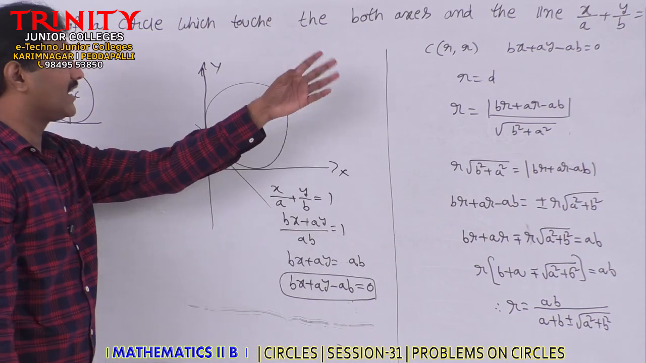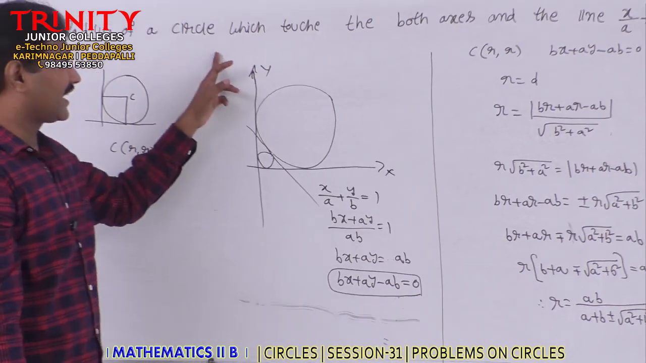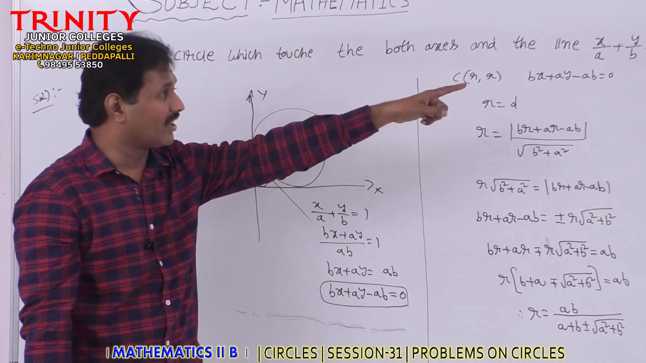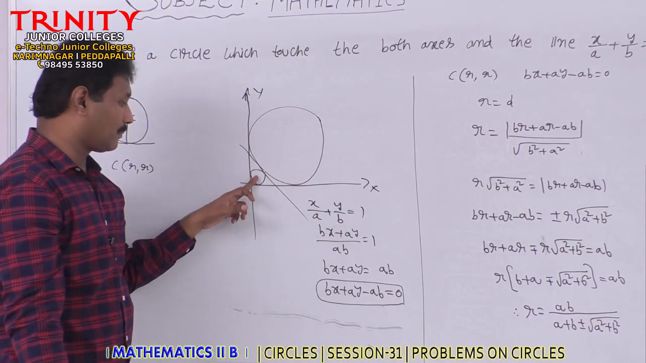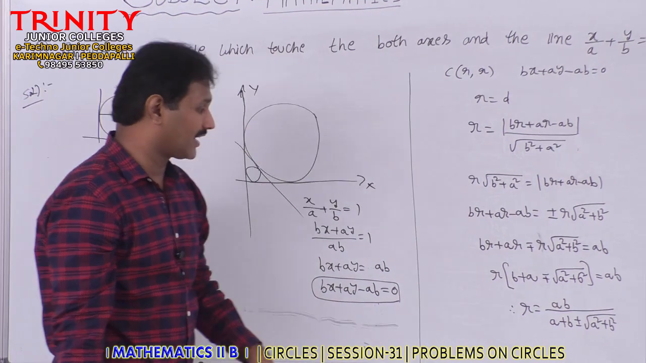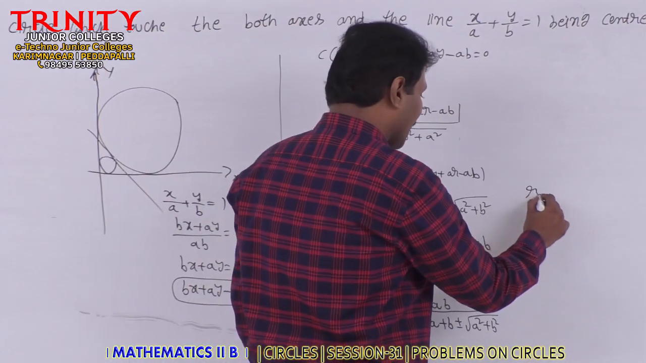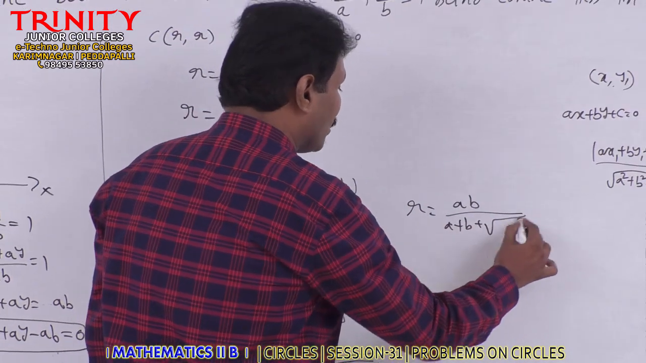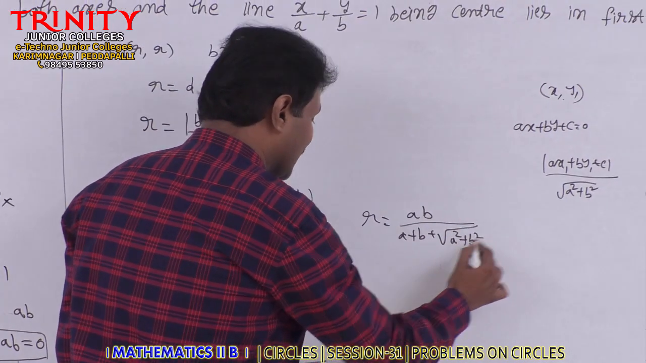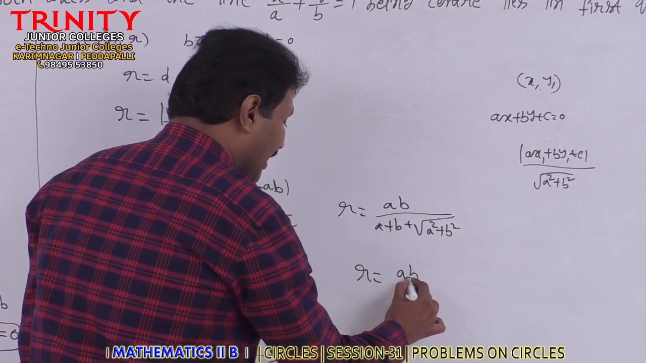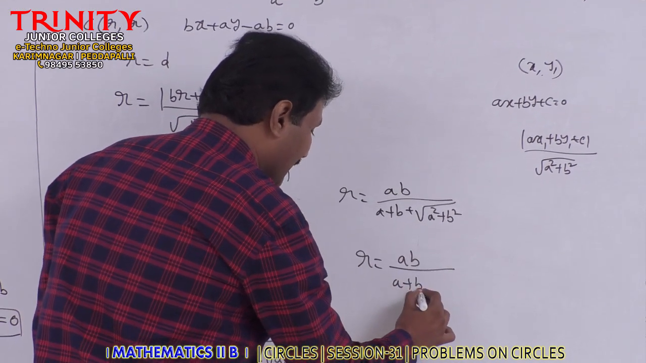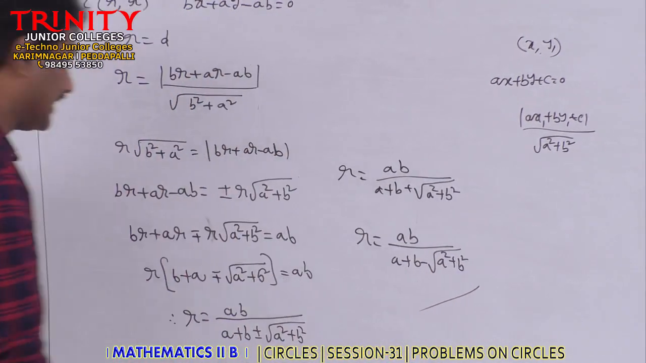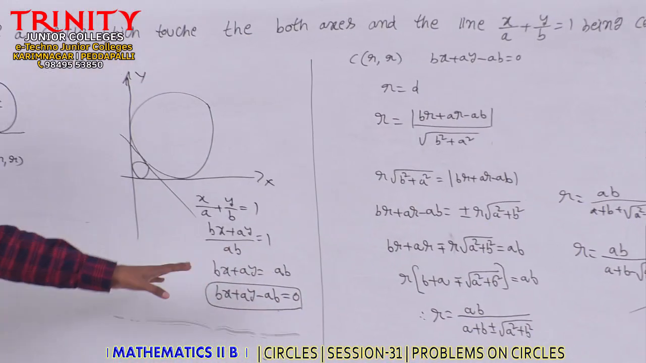So two circles are possible. The circles touching both the coordinate axes and the line in the first quadrant: two circles are possible. The radii of the two circles are, one, r = ab / (a + b + √(a² + b²)), and the second, r = ab / (a + b − √(a² + b²)). These are the radii of the required circles.